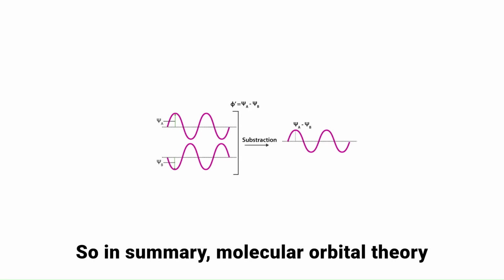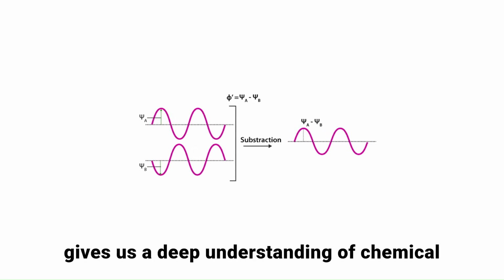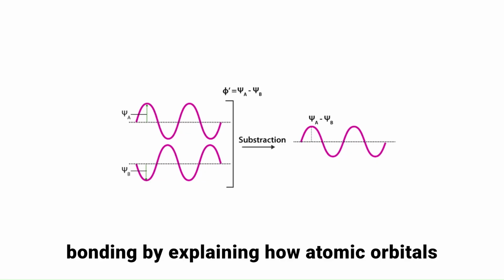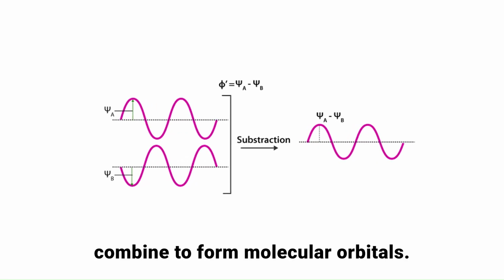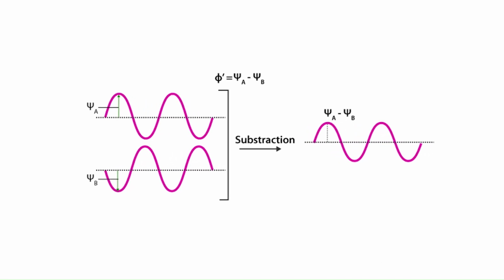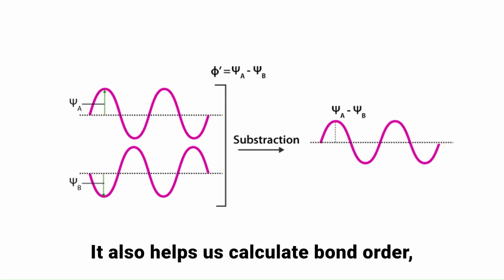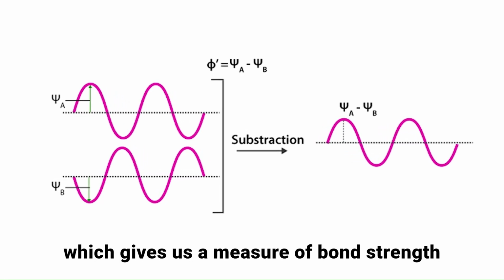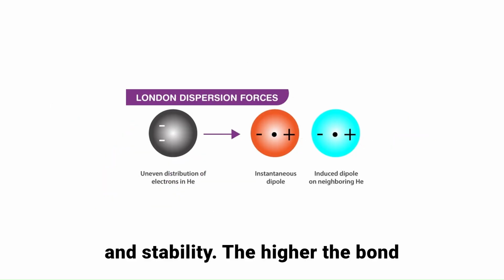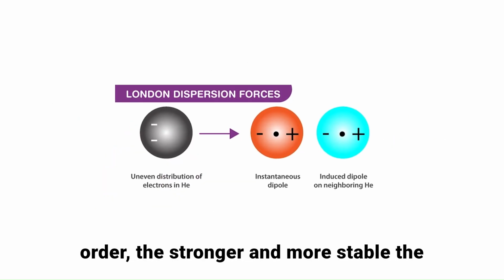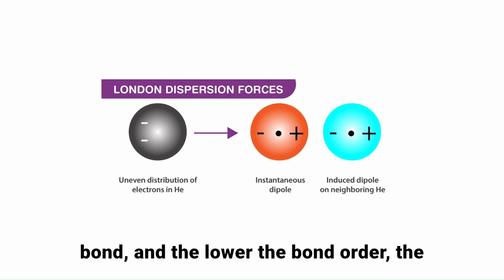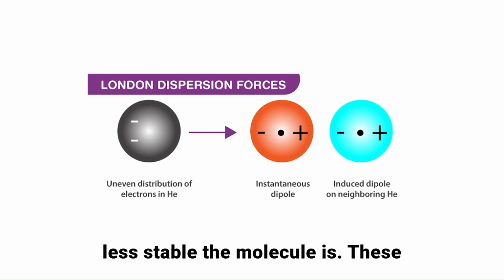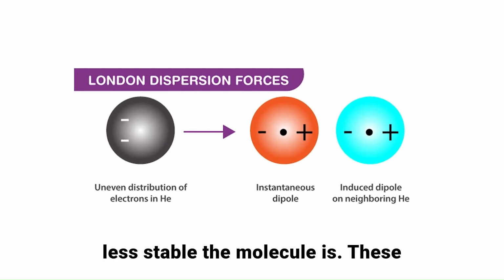So, in summary, molecular orbital theory gives us a deep understanding of chemical bonding by explaining how atomic orbitals combine to form molecular orbitals. It also helps us calculate bond order, which gives us a measure of bond strength and stability. The higher the bond order, the stronger and more stable the bond, and the lower the bond order, the less stable the molecule is.